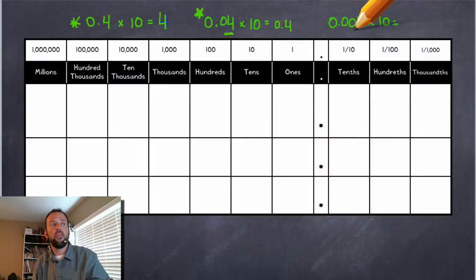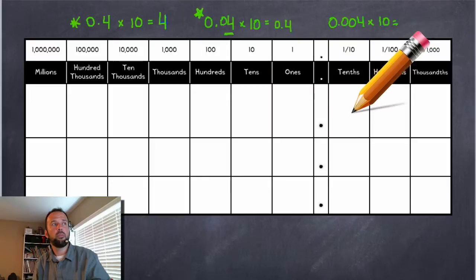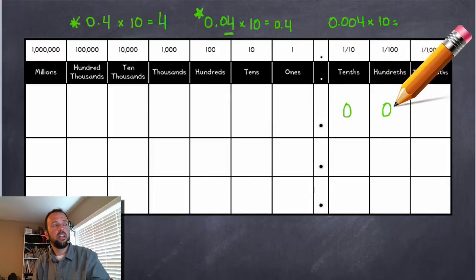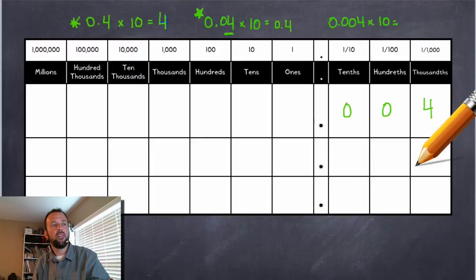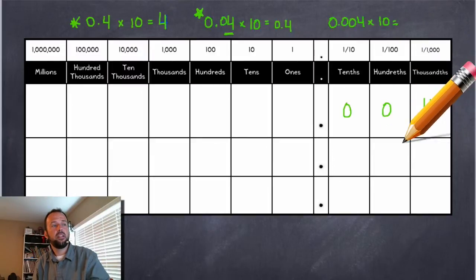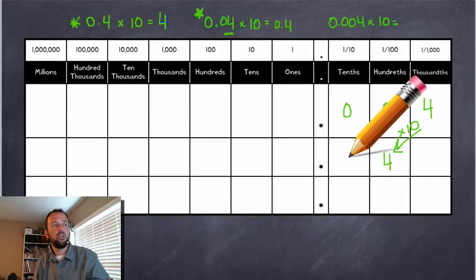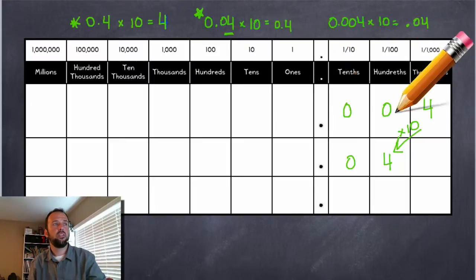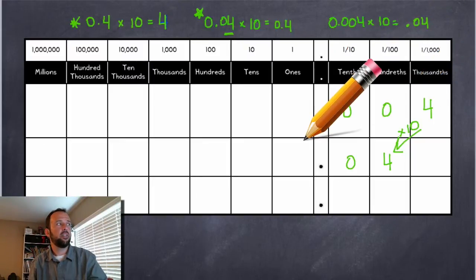So now we have 4,000ths times 10. I'm going to represent that in my place value chart here. I don't have any tenths, any hundredths, but I have 4,000ths, and I'm multiplying that by 10. So I'm going to move one place value over, multiplying by 10. So 4,000ths times 10 will give me 4/100ths. Okay, so you're starting to see that pattern here.